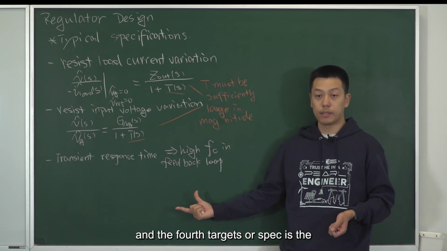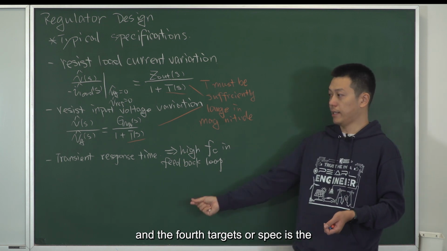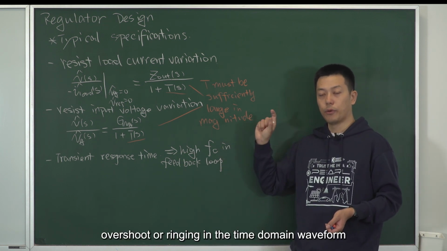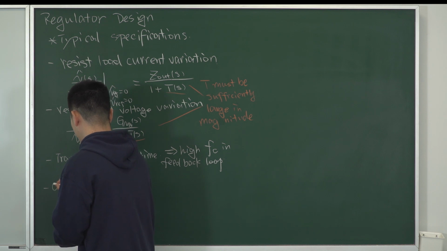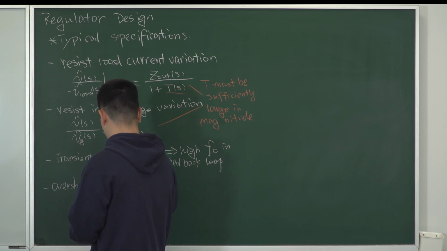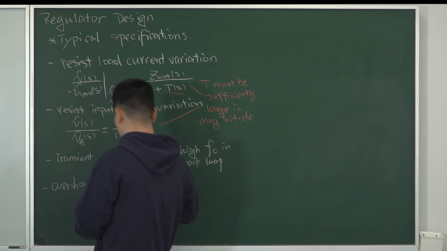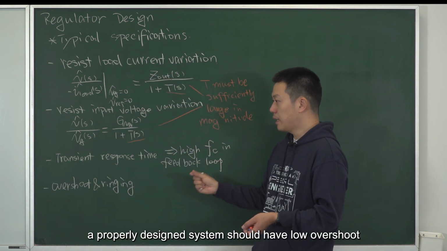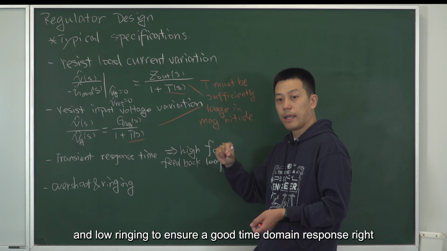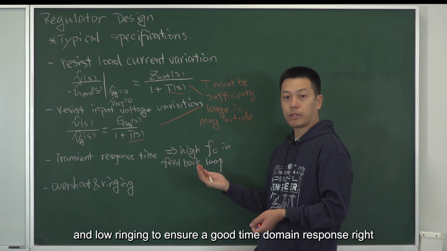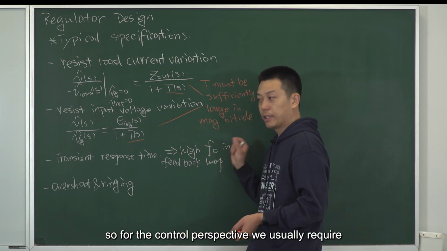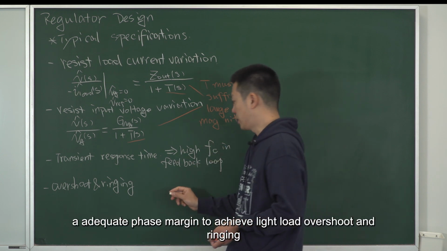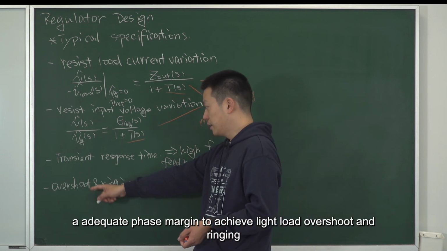And the fourth target or spec is the overshoot or ringing in the time domain waveform. A properly designed system should have low overshoot and low ringing to ensure a good time domain response, right? So from the control perspective, we usually require an adequate phase margin to achieve low overshoot and ringing.